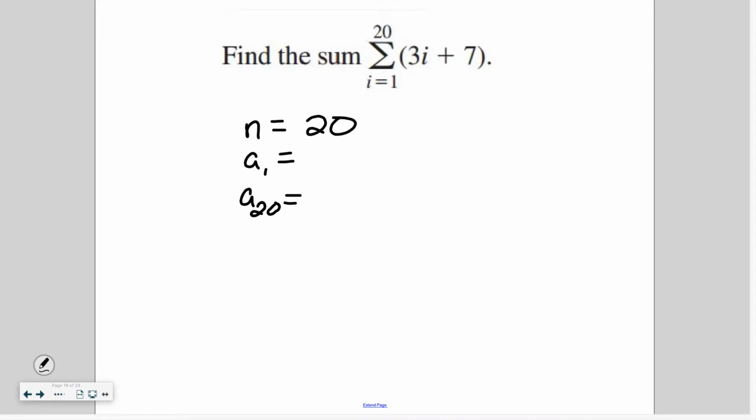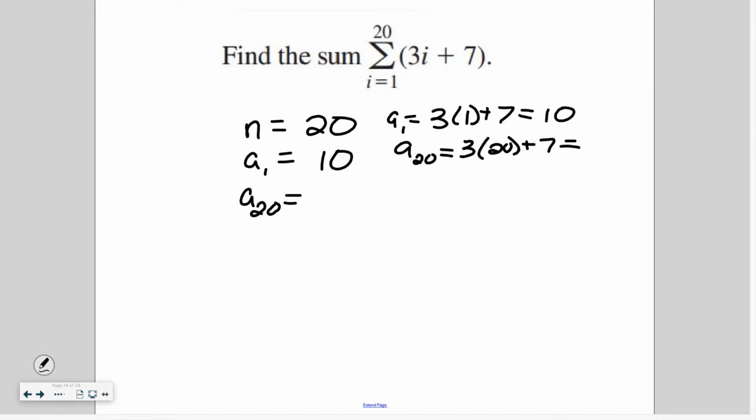So first term, how could I figure that out? Yeah, you just plug in 1, right? You plug in 1 here. So 3 times 1 plus 7 gives us 10. That's going to be your A1. And then if we want the 20th term, I'm plugging in 20 for i. And that's going to give us 67.